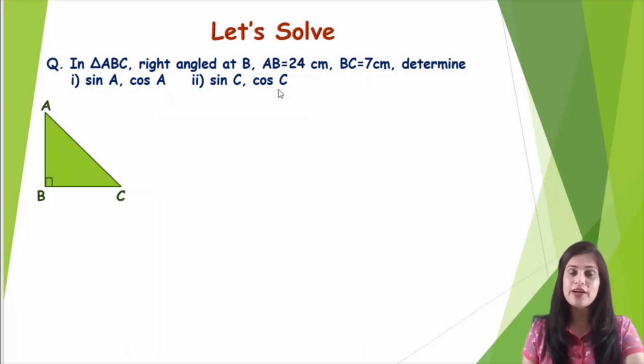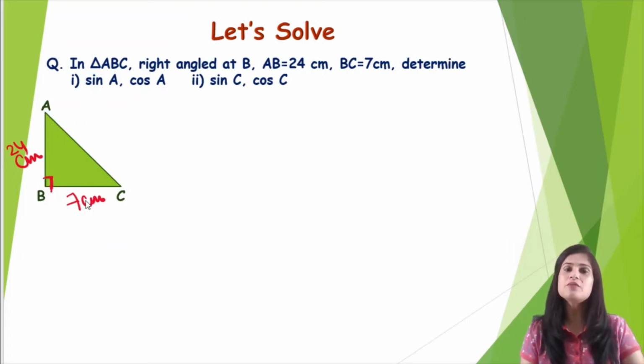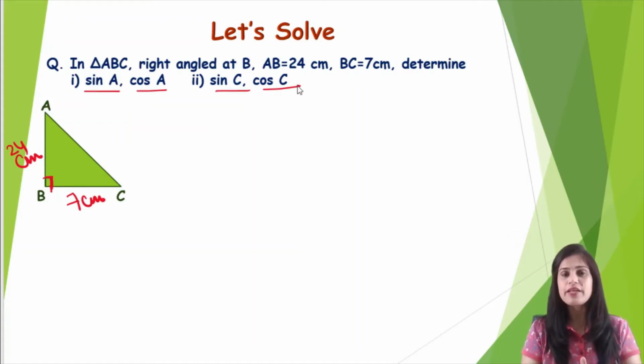Here it is, the triangle ABC, which is right angled at B. You can see here AB is 24 centimeter, right? BC is 7 centimeter, and we are supposed to determine sine and cos for different angles, and you already know the ratio of sine is some people have P by H.